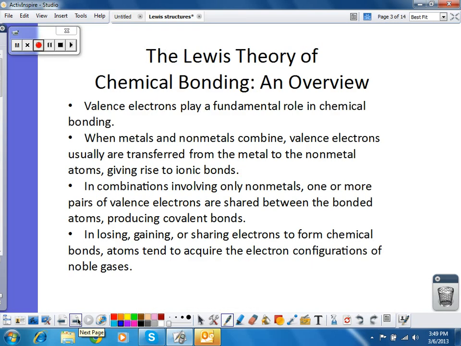So we're going to look at the Lewis theory of chemical bonding, which says that the valence electrons are what controls how things bond together. In Lewis theory, atoms lose, gain, or share electrons to get the electron configuration of a noble gas, which means 8 valence electrons. So a full s and p. That can happen by transferring electrons and forming an ionic bond, or it can be done by sharing electrons and forming a covalent bond.